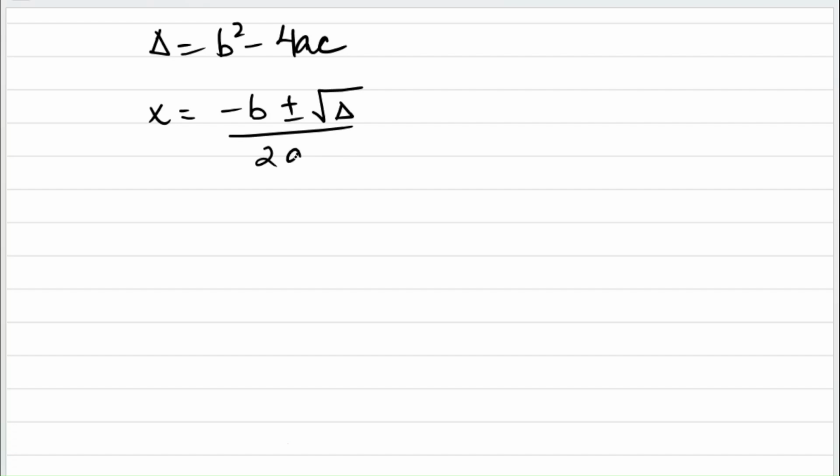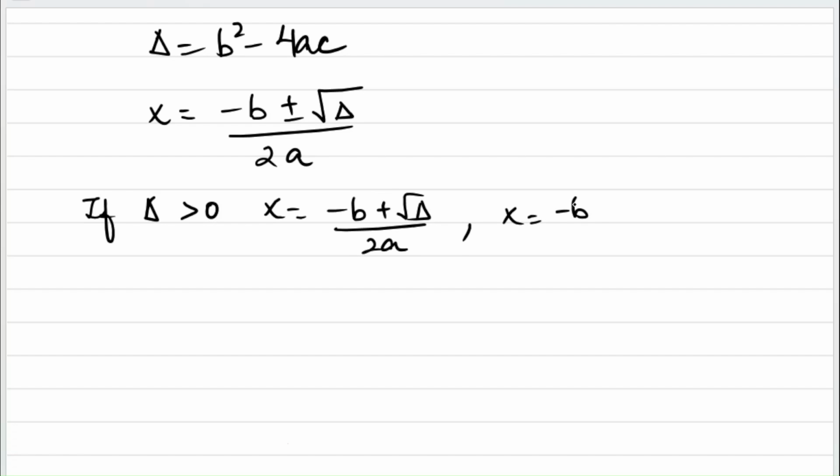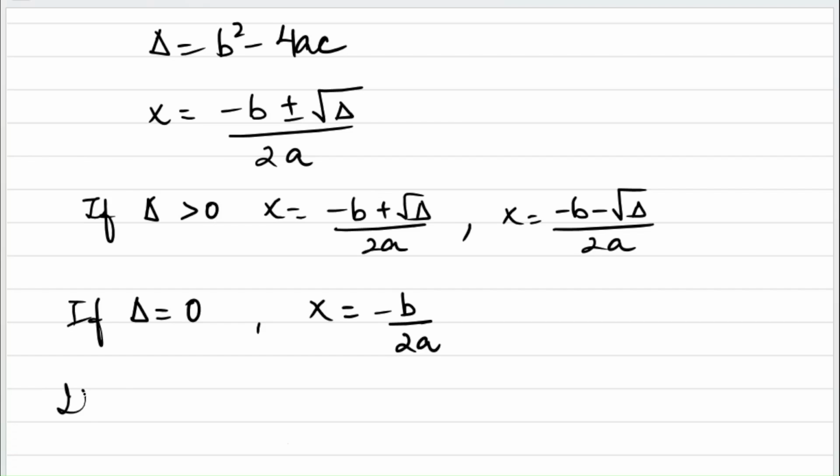So what we have learned so far is that the discriminant is delta given by b square minus 4ac, and the roots are given by the quadratic formula minus b plus minus square root of delta over 2a. If delta is greater than 0, you have two solutions of x: minus b plus square root of delta over 2a, and minus b minus square root of delta over 2a. If delta is equal to 0, then we have just one repeated root, which is given by this. And if delta is less than 0, the equation has no real roots.